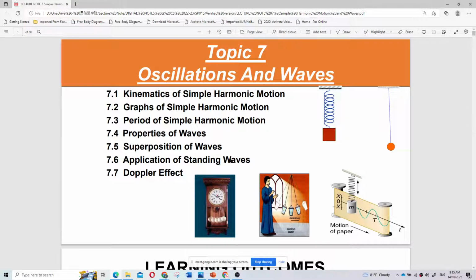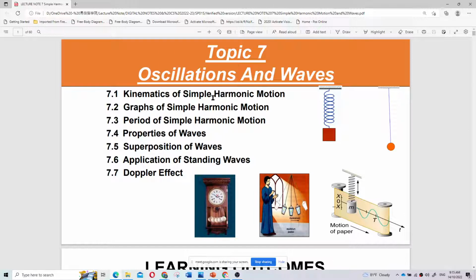Alright, so now we are in chapter 7, oscillation and waves. This is a very long chapter. It has three parts: simple harmonic motion, then mechanical wave, and then sound wave. This one's application and Doppler effect is under sound wave. This one, properties of wave and superposition of wave, is mechanical wave, and this one is about simple harmonic motion.